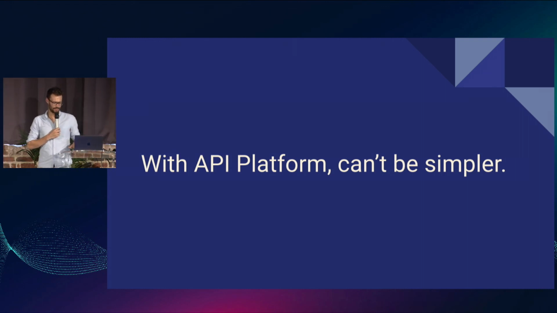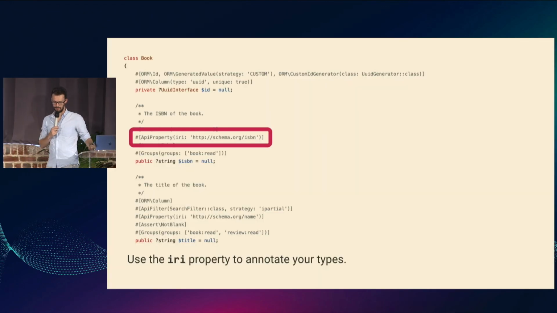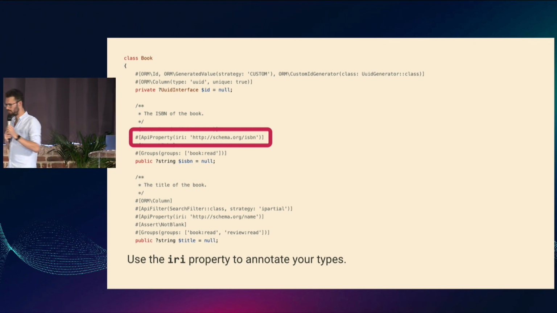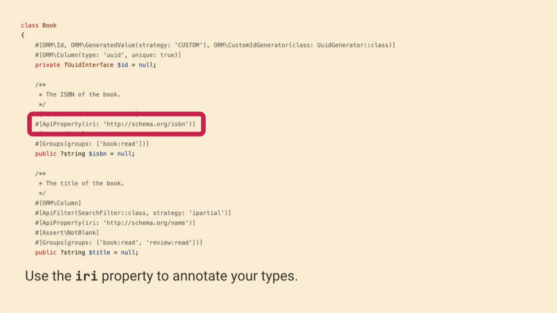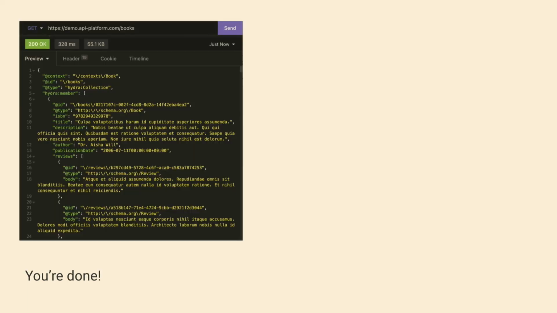Now, with API Platform, honestly, it just cannot be simpler. In order for you to make them JSON-LD, you just need to add this IRI. It's going to change if you saw Antoine's talk, but you just need to set this IRI. This is the full IRI, and API Platform will generate everything. We generate the context, the type, IDs, etc. You don't have to do anything.